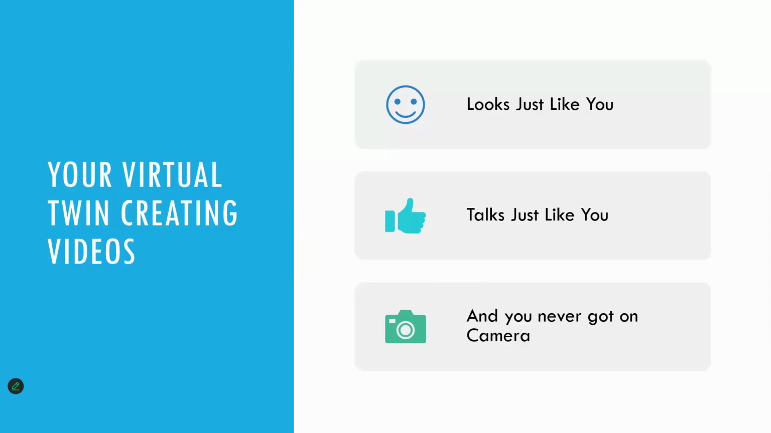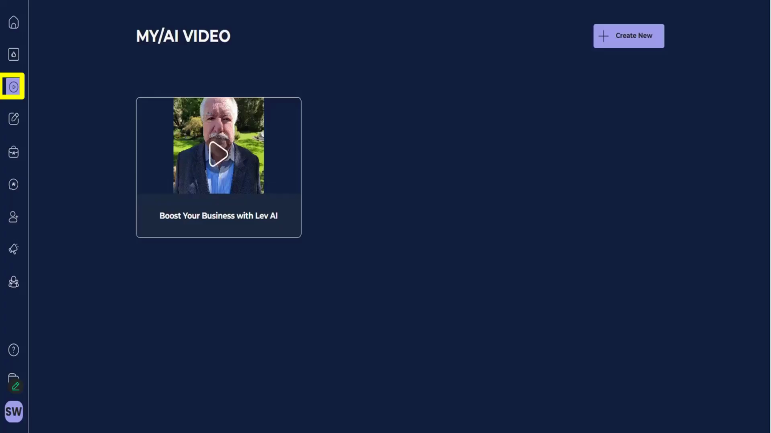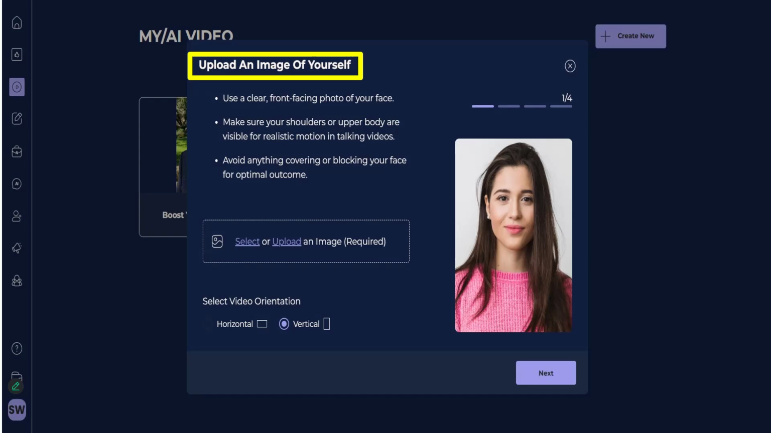Finally, how would you like to make videos without ever appearing in front of a camera? This would be your own virtual twin creating that video. It looks just like you, talks just like you, and once again, you never got in front of a camera. It starts with you clicking AI video on your homepage. Click Create New. First, you want to upload a picture of yourself. This will create an avatar in the video.